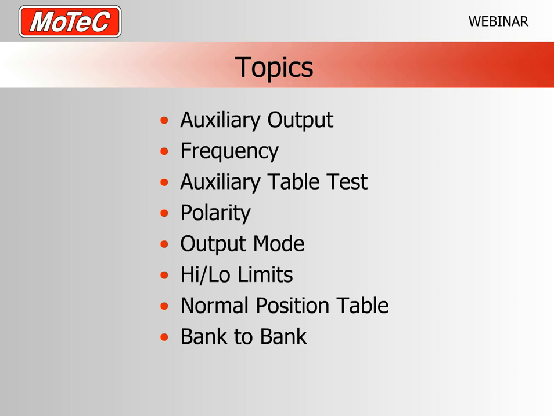Okay. The topics for today will be the auxiliary output, the frequency, auxiliary table test, and the polarity, output mode, high-low limits, normal position, and also some advice on bank-to-bank differences, and that's mainly to do with V engines or boxer engines.